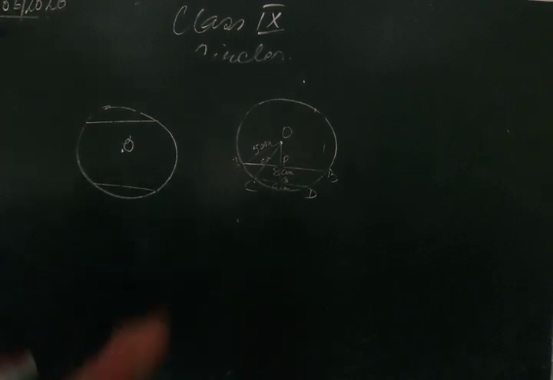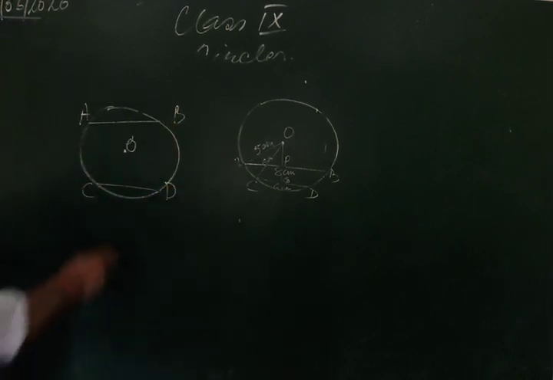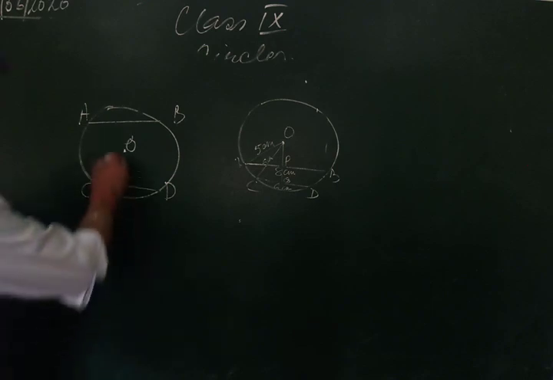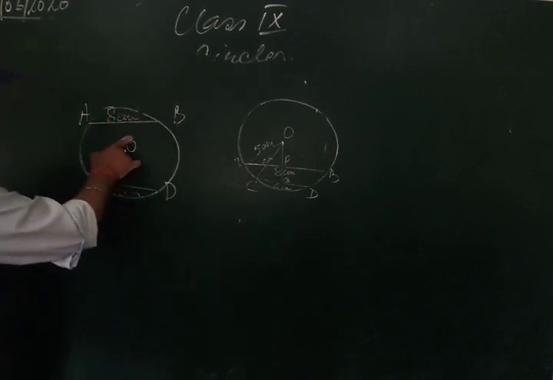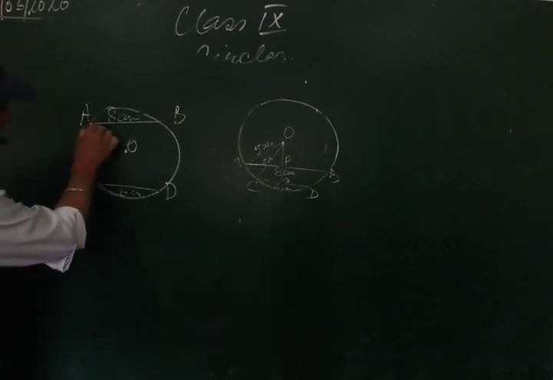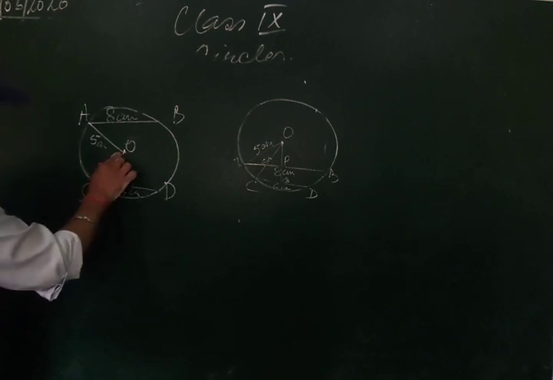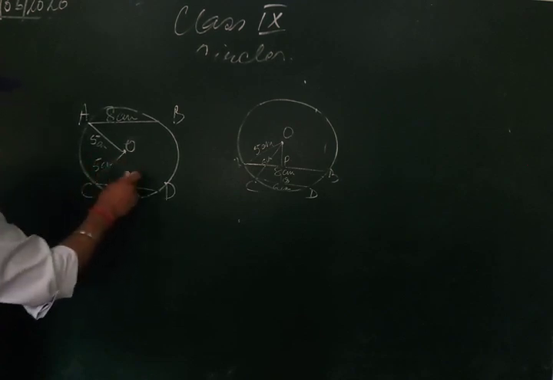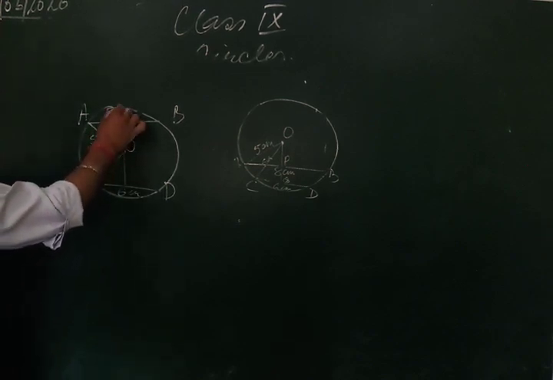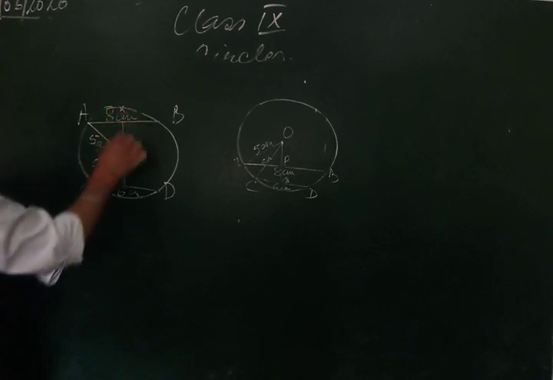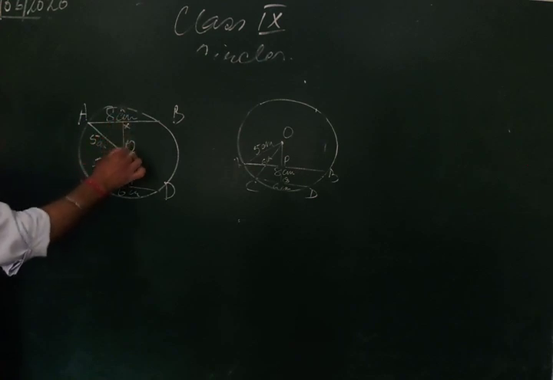The length AB and CD, these are the two chords. The radius has been given. One length of the chord is 8 centimeters. The other length has been given 6 centimeters. Now they are on the opposite side. The radius has been given 5 centimeters. This is 5 centimeters, and this is as well 5 centimeters. Now we have to find the distance. In this case, we are going to take the triangle. Let's suppose this is X, this is Y.